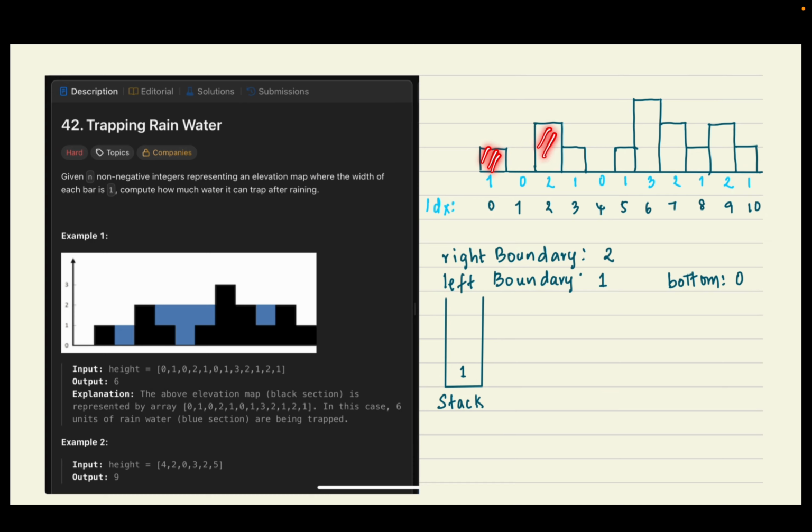If we store more than that, it will be overflowing towards the left, right? So at any given point of time, the height will be the minimum of the left boundary and the right boundary, minus the current height, which is the bottom height.